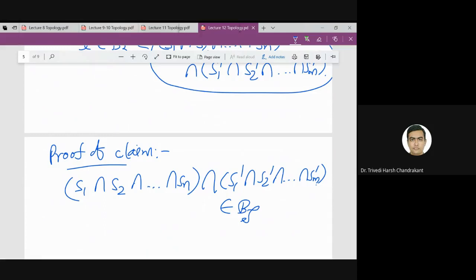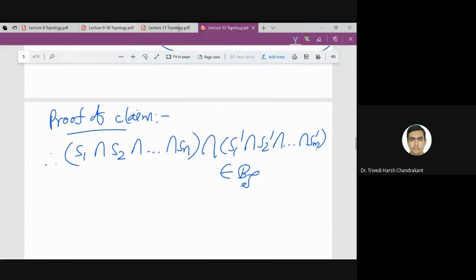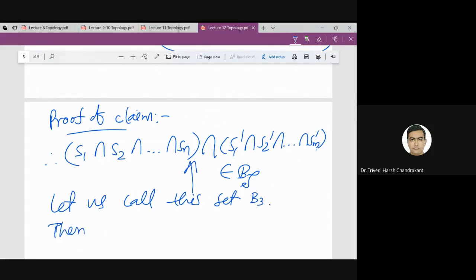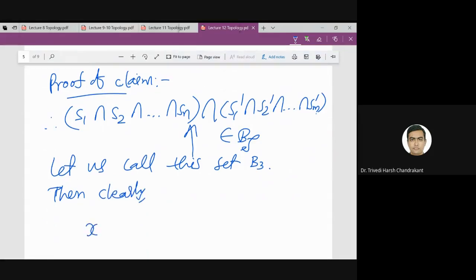So now, let us call this element B3. This set I call B3. Then it is clear that x is in this B3 and it is contained in both of these intersections.